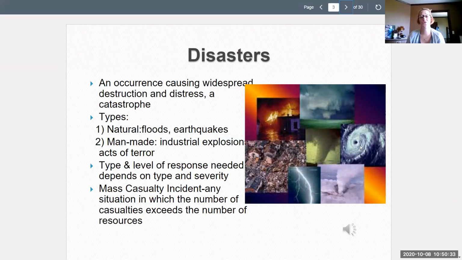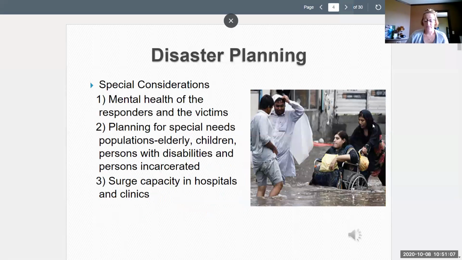A mass casualty event or incident is any situation in which the number of casualties exceeds the number of resources. In the hospital setting, it could even be a car accident with 2 vehicles that each have like 8 people in it, say 2 vans. That's 16 people, 16 traumas that could potentially flood the hospital, and that would cause the number of casualties to exceed the number of resources. So we have to have disaster planning.